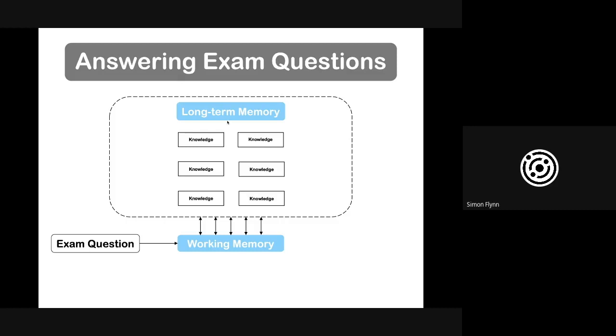Anyway, you bring that into your working memory, and then you use that to answer the question. That's fundamentally a pictorial way of thinking about what's happening in an exam situation, or, to be honest, when you're answering any question, but we are focusing on exams here. And my job as a teacher is to try and get the long-term memory stuff as secure as it possibly can be. That's my job anyway.